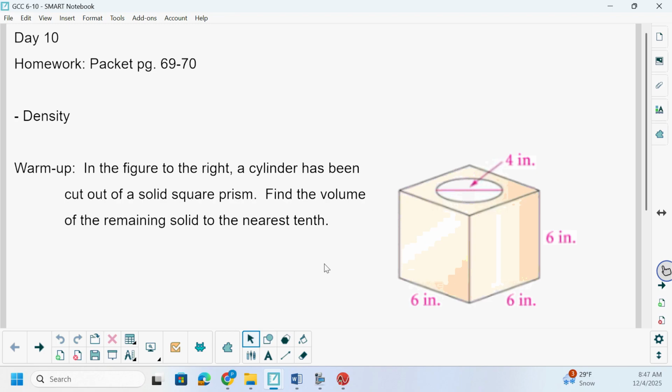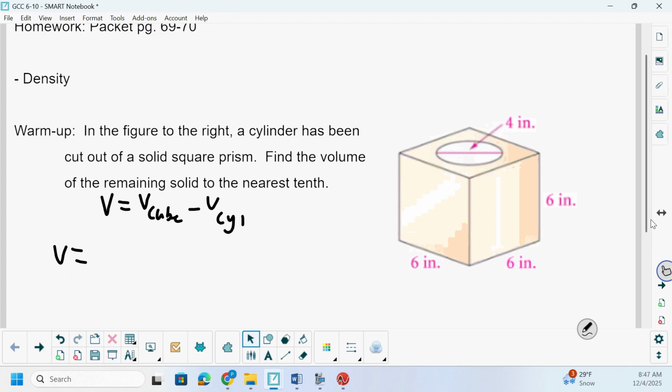So our strategy here to find our full volume, we're going to do our volume of a cube minus the volume of our cylinder. A cube is basically a prism where the height is the same as each of the sides and the base. So we can use that prism formula, which is area of the base times height. Our cylinder formula is also area of the base times the height.